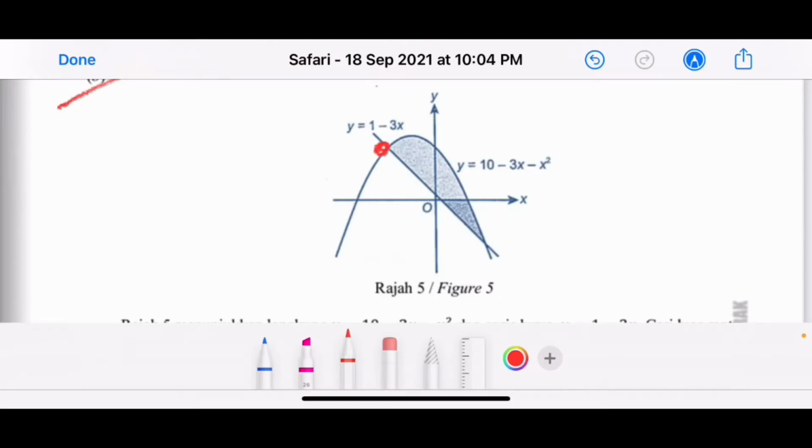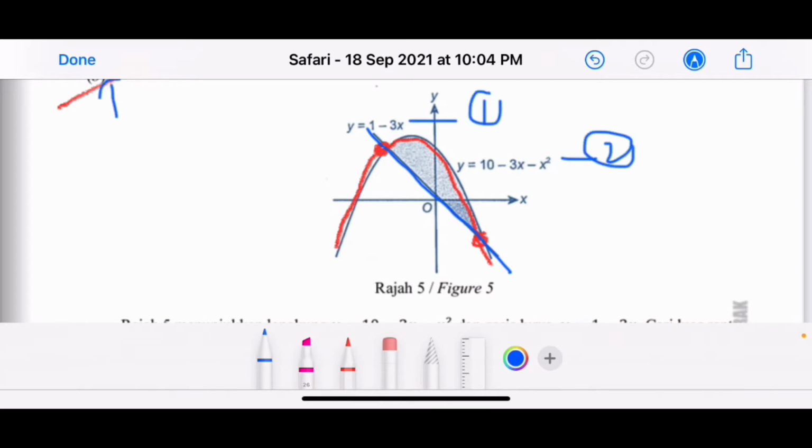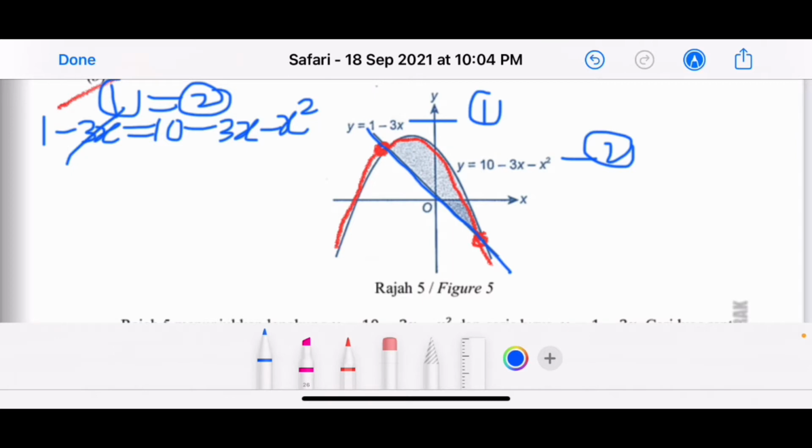So let's find the point of intersection between the two lines. One is a curve, and it intersects with a straight line, so we'll use simultaneous equations. This is 1, this is 2. So 1 is equal to 2. Now we solve the simultaneous equation so that we can get the intersection point.